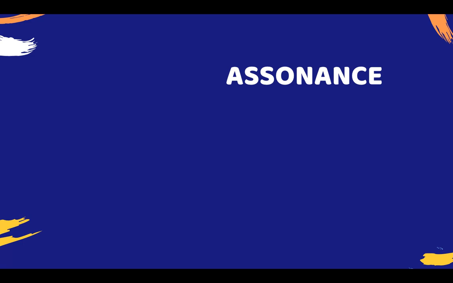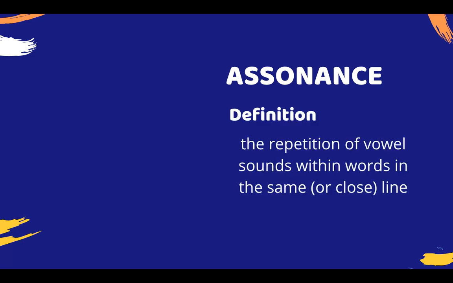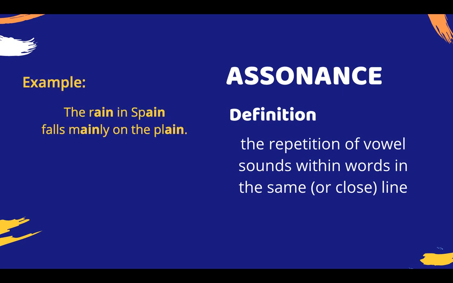The next sound is assonance. The definition of that is the repetition of vowel sounds within words in the same or close line. Sometimes it might be the line above it, below it, but it has to be very close in order to count as assonance. For example, the rain in Spain falls mainly on the plain. We have A-I-N. Ain is the sound of those vowels. A and I, they come together and they are repeated over and over in each of these words. And you'll notice that it's not just the rhyme at the end, but inside the line as well.